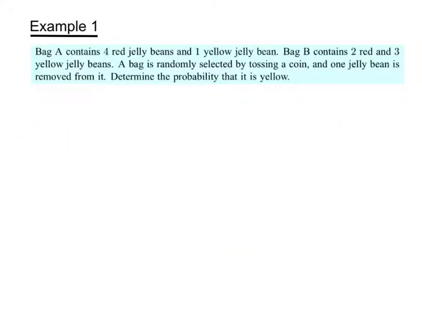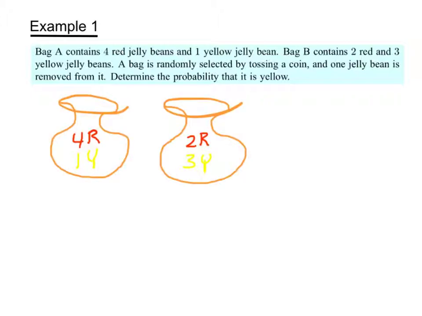Let's take a look at another example problem. We have one bag that contains 4 red jelly beans and 1 yellow jelly bean, and we'll call that bag A, and bag B contains 2 red jelly beans and 3 yellow jelly beans. If a bag is randomly selected by tossing a coin and then 1 jelly bean is removed, determine the probability that that jelly bean is yellow. First, it's sometimes helpful to draw a picture, so let's do that. From here we can draw a Venn diagram.